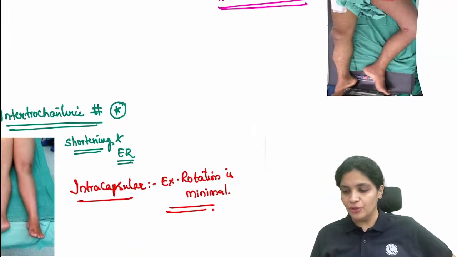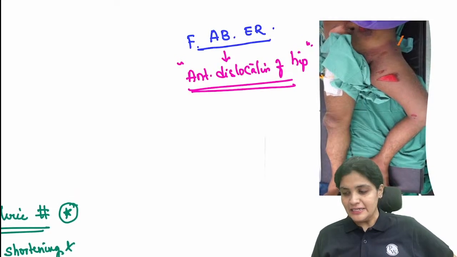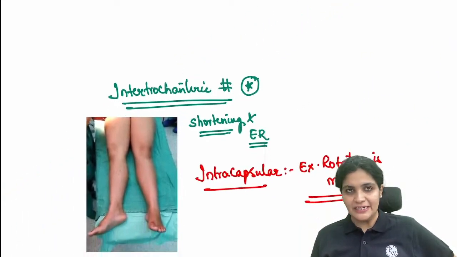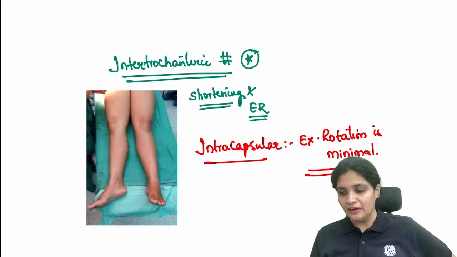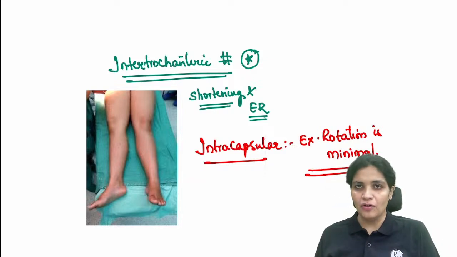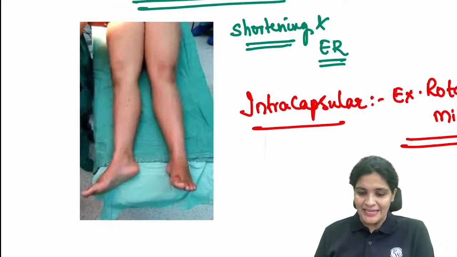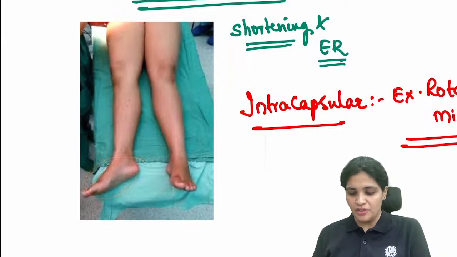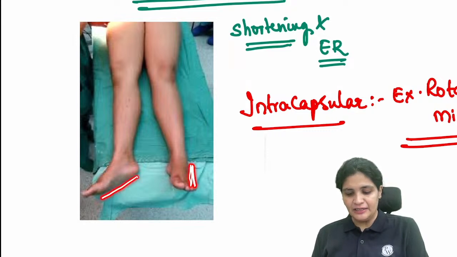Harsh, is this clear for you? So this is your anterior dislocation: flexion, abduction and external rotation. If you see only external rotation with shortening, this could be a fracture, that is intertrochanteric or intracapsular. But as you see, this is very, very important. As you see the lateral border, this is called the lateral border of the little finger. So this is entirely touching the couch. So it is completely externally rotated.